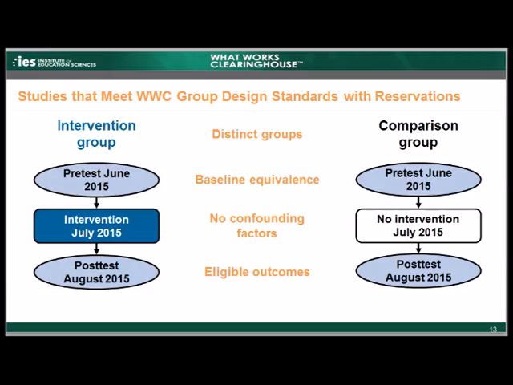Third, there are no obvious confounding factors, and therefore the only systematic difference in what happened to the two groups is participation in the summer bridge program. We will discuss confounding factors in more detail in a minute.